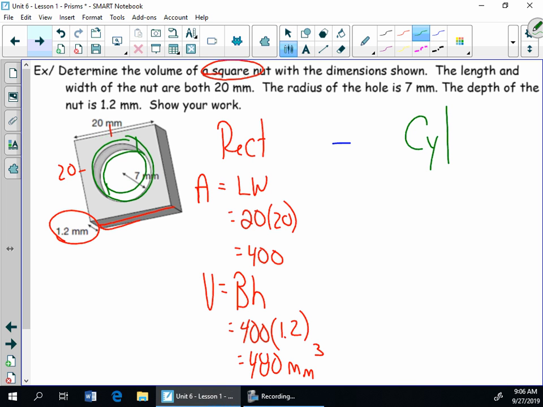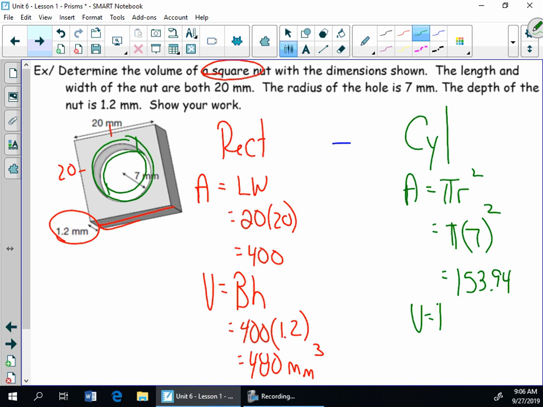The cylinder has a base, that's a circle. Pi times my radius squared. The radius it says is 7, said in the question and in the picture. So for this one I get 153.94. But I want volume. Big base times height. Same formula over and over again. Kind of my big idea today. And the height of this was the height of the nut already, so 1.2. Okay, and for that one I got 184.73 millimeters cubed.